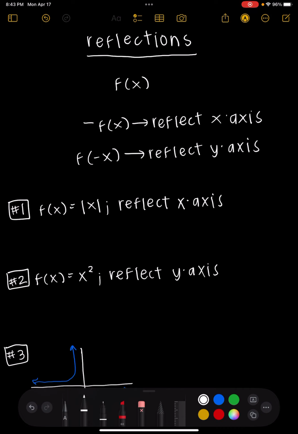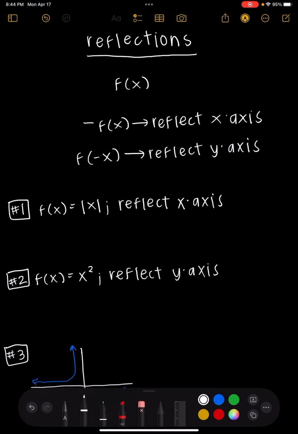If we have an original function f(x) and then we put a negative in front of it outside of the parentheses, like negative f of x, then it reflects over the x-axis. And if I have f of negative x, or the negative is inside the parentheses, then it reflects over the y-axis. Super easy. When I reflect over the x-axis, the x's stay the same, the y's flip signs. And when I reflect over the y-axis, the y's stay the same, and the x's flip signs.